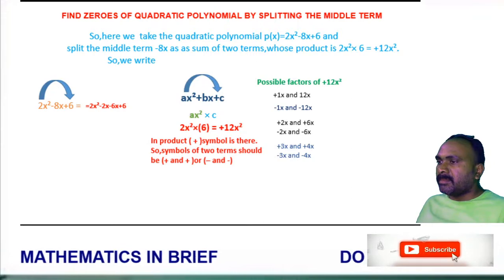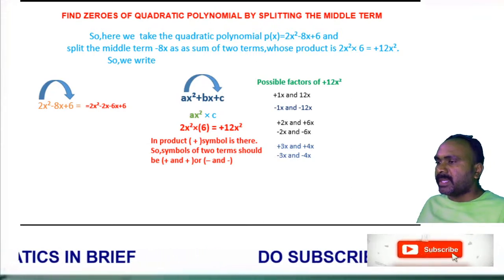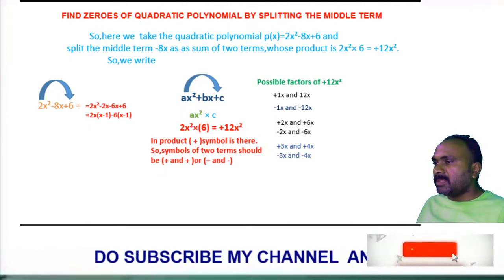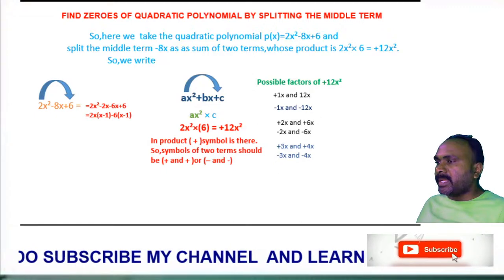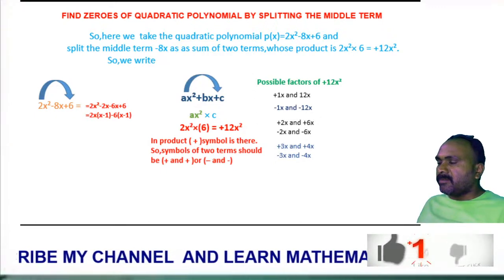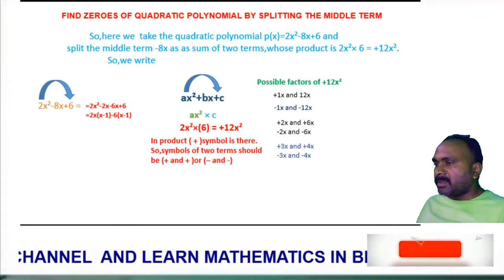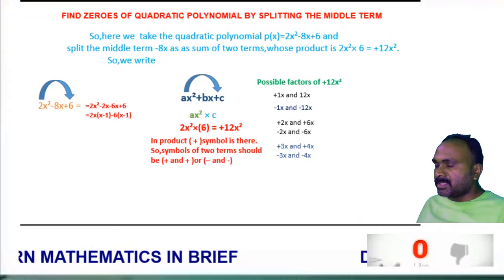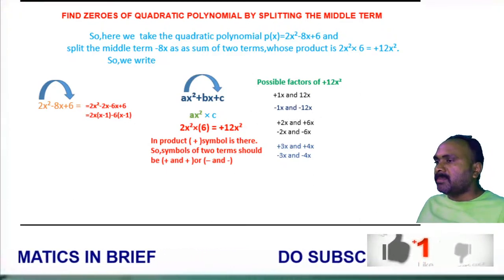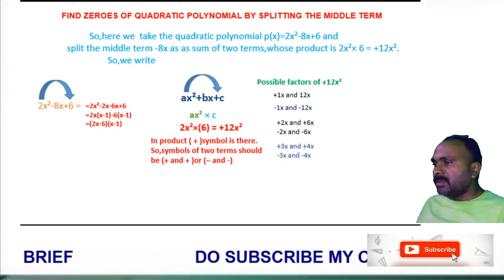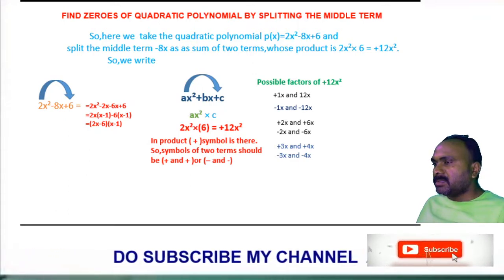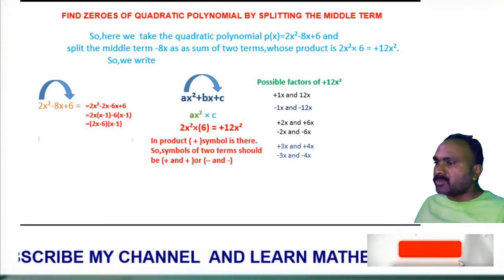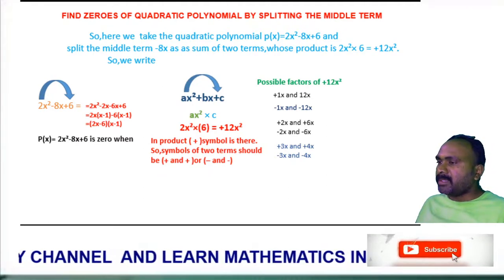2x square minus 2x minus 6x plus 6. Here 2x is common. From 2x square, x remains; minus 2x, 1 remains: x minus 1. And next, minus 6 common, so here x minus 1 remains. So in both terms x minus 1 is common. Then first 2x and second minus 6. So 2x minus 6 into x minus 1 are factors of 2x square minus 8x plus 6.